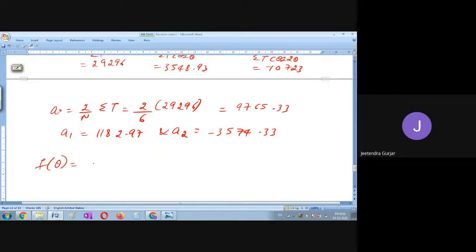So f of theta, this is the final answer. Please remember this one. So this is a naught upon 2. So a naught upon 2 I want, just divide this by 2. So divided by 2 will become 4882.665 plus 1182.97 cos theta. Just substitute the values, and minus 3574.33 cos 2 theta.